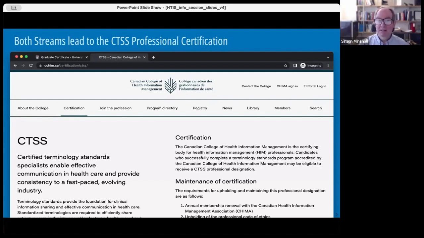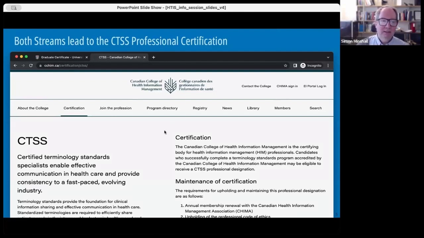The way to get the CTSS currently, the only way to get the CTSS, is to enroll and complete this program. There's no exam you have to take. You complete all your coursework with us, and then you get your professional accreditation. It isn't very much. It's about, I think, less than 200 a year, and you get all the benefits.